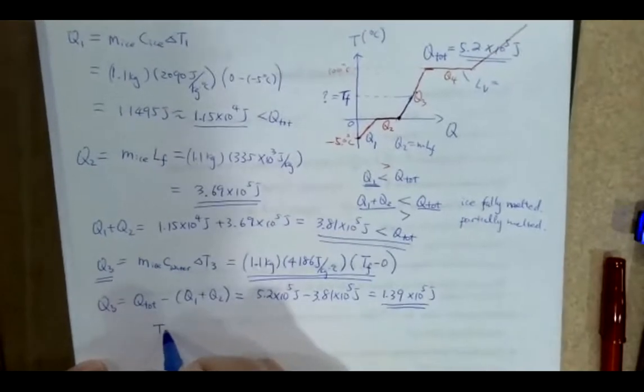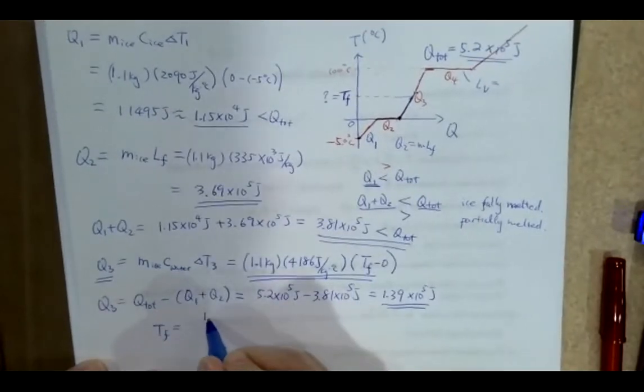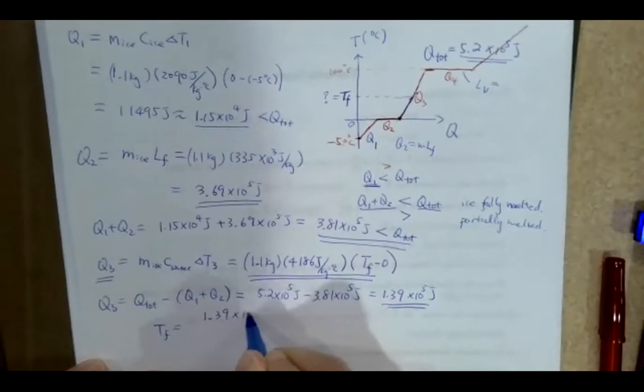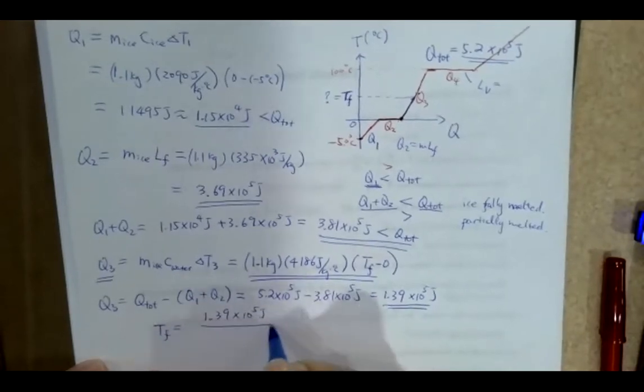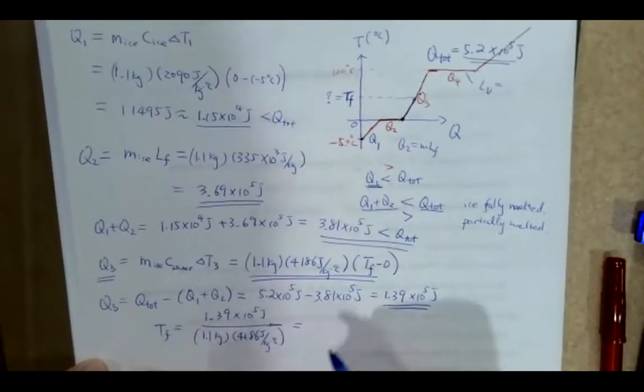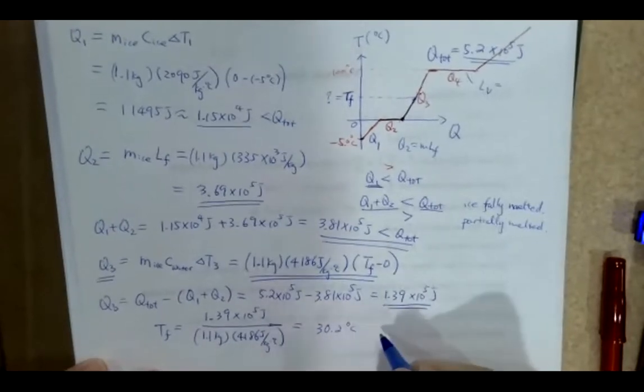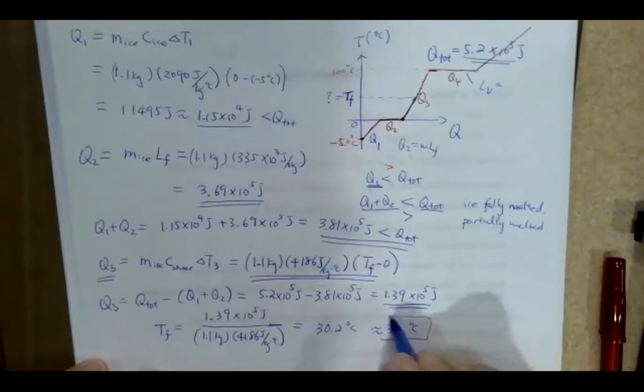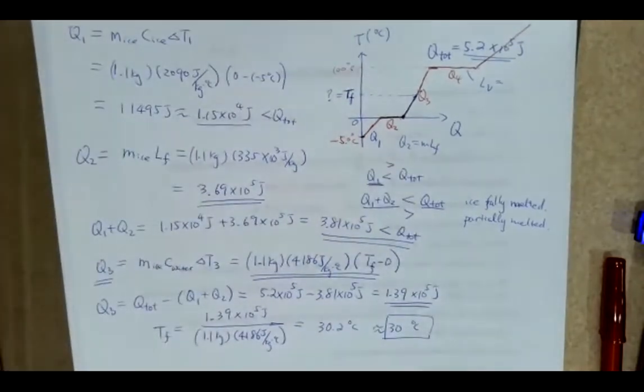So then T final will be equal to 1.39 times 10 to the fifth joules divided by this 1.1 times 4186, right? That gives you about 30.2 degrees Celsius. Okay, you can just say 30 because it's given as 265. Okay, for the knowns.